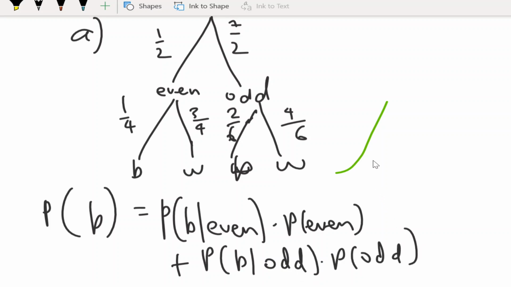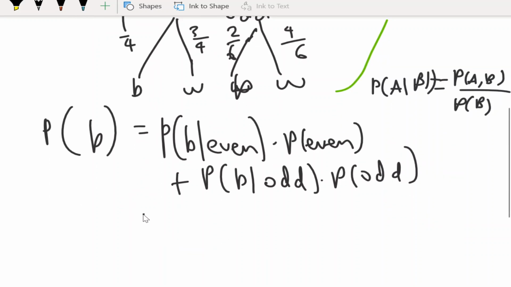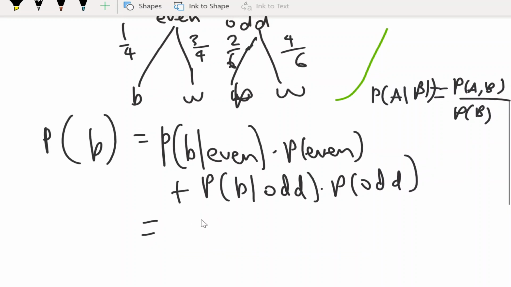We know that P of A given B is equal to P of A and B over the probability of B. What you'll see is that it cancels out, and you end up with the probability of B and even, and then the probability of B and odd. You can use that rule, or I just think of it intuitively, where the probability of black is the probability of black and even plus the probability of black and odd. If it helps, you can use this rule, and that's how we derive this specific part.